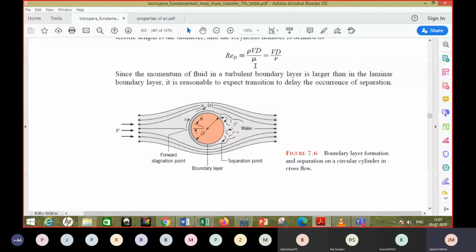Later on, when we talk about internal flow through a tube, the definition of Reynolds number is also the same. That is, it takes the diameter as the representative or characteristic dimension.